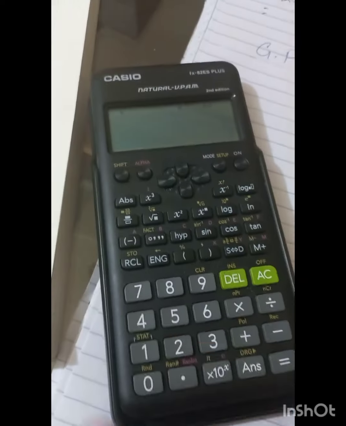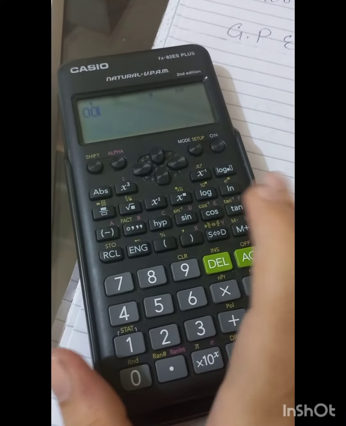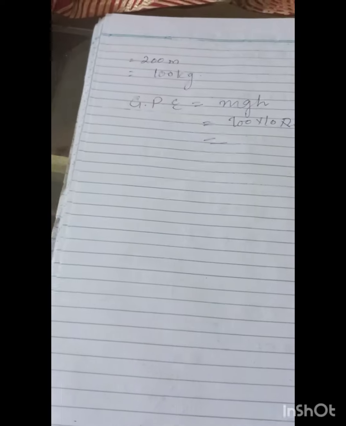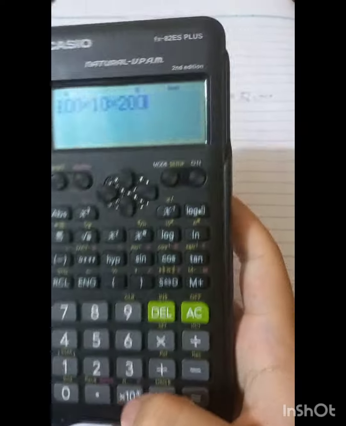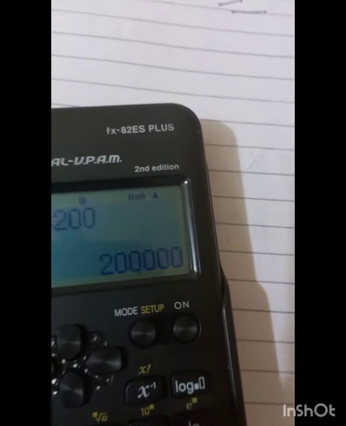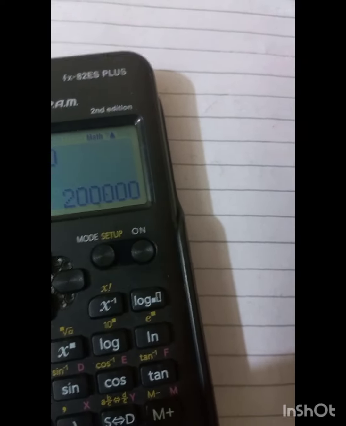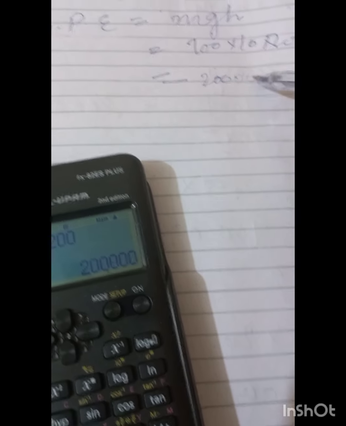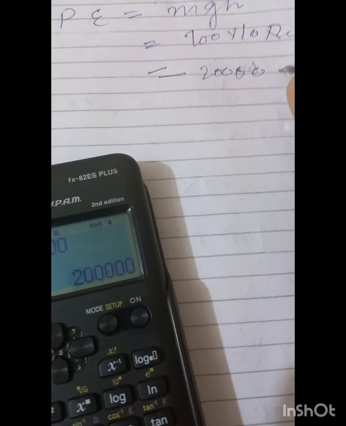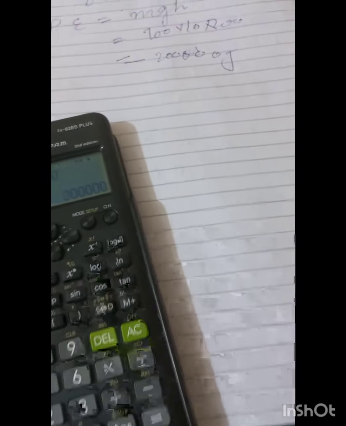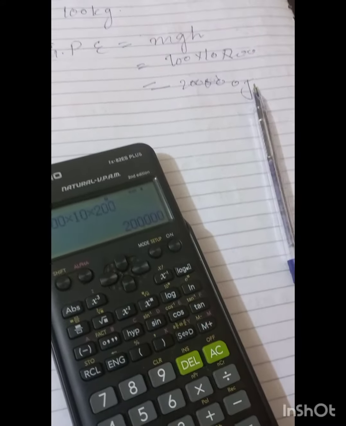The values are 100 multiplied by 10 multiplied by 200, and as shown, when we solve it we get this value, and in kilojoules it will be approximately 200. Yes, this is our GPE, and it is also in joules.